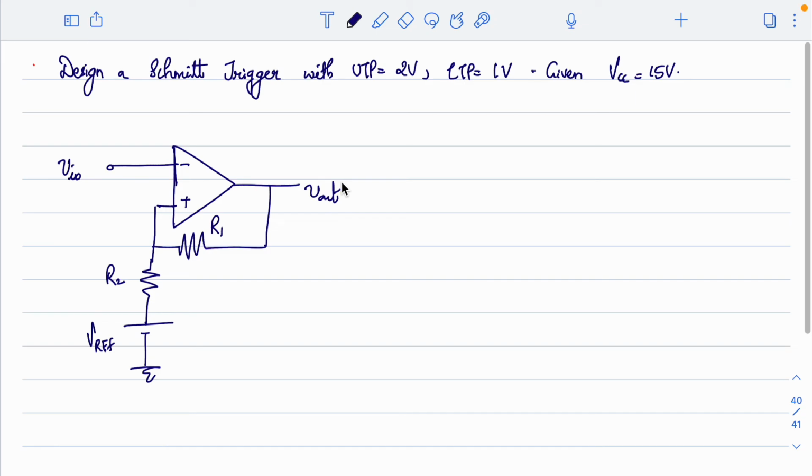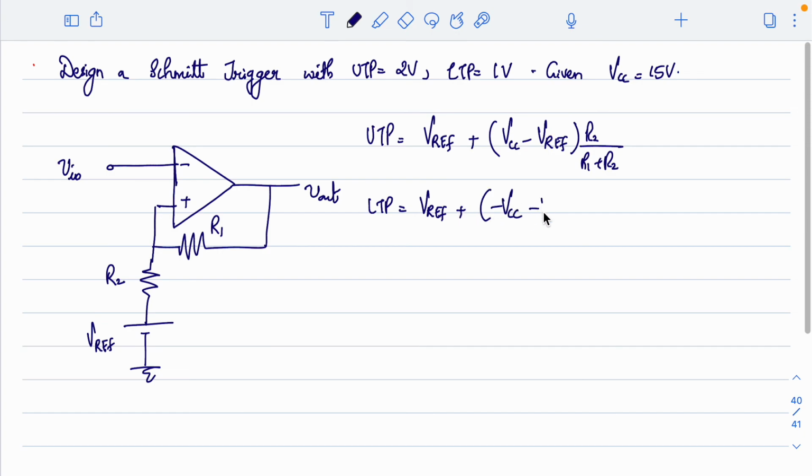You can write equations and find the relation to get the upper threshold and lower threshold points. Here I'll directly give you those values. So the upper threshold point you can get as Vref added to the difference voltage VCC minus Vref into R2 by R1 plus R2. Similarly, LTP can be obtained as Vref minus VCC minus Vref into R2 by R1 plus R2, where UTP, Vref and VCC values are given.